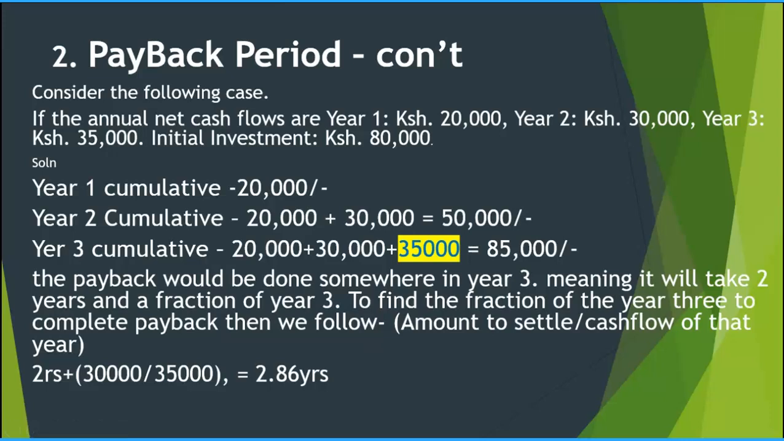Then we take the total of the investment minus the cumulative of the years that have been paid, and they are not yet done. In that case, you take 80 minus 50, and you realize that you need 30,000. So you take that 30,000 and divide by the amount in that year, so that you get the fraction. In this case, you have 30,000 over 35,000, which gives us 0.86 years. When you add them, you now have 2.86 years. And that is how you calculate the payback period for irregular cash flows.